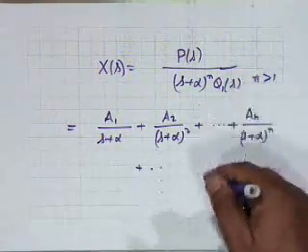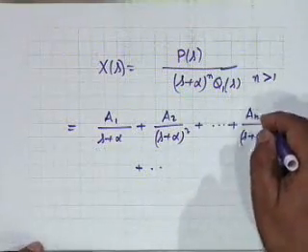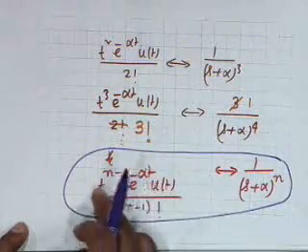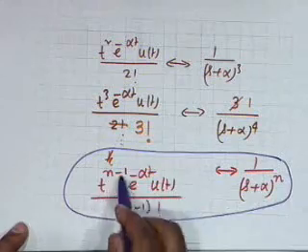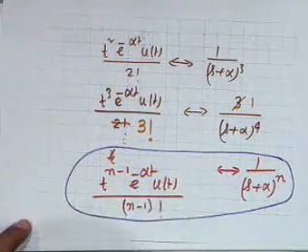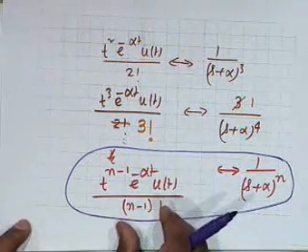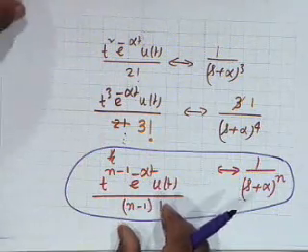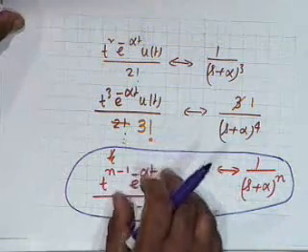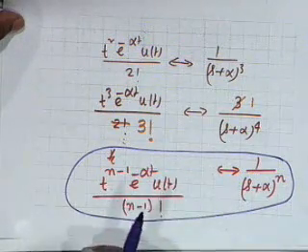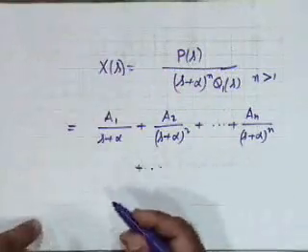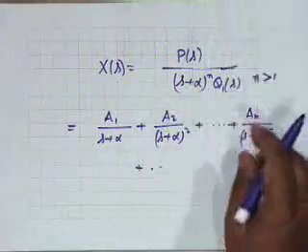And I have to invert term by term, and the inversion is obtained from this formula which we have derived, that is, 1 by s plus alpha to the n. The inversion is simply t to the n minus 1 e to the minus alpha t u of t over n minus 1 factorial. This has to be put to heart. You should not be required to consult your book or table. You must remember this.